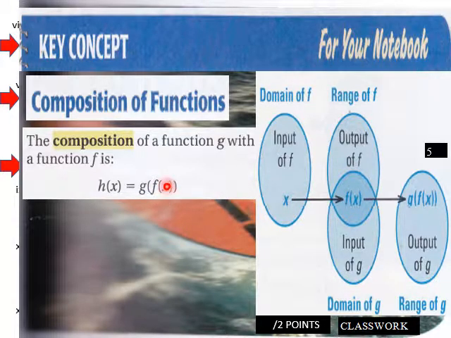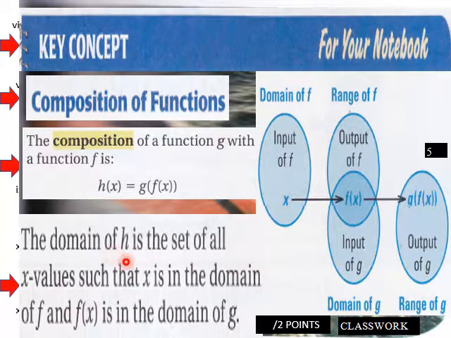So anyway, g of f of x, you would first run f of x, and then the output of that you would stick in g, is what that means. So the domain of g is created by the range of f, and then the range of g is ultimately created by the input of f. Kind of confusing. The domain of h is the set of all x values such that x is in the domain of f and f of x is in the domain of g. So it's a way of creating the domain of g from the output of f.